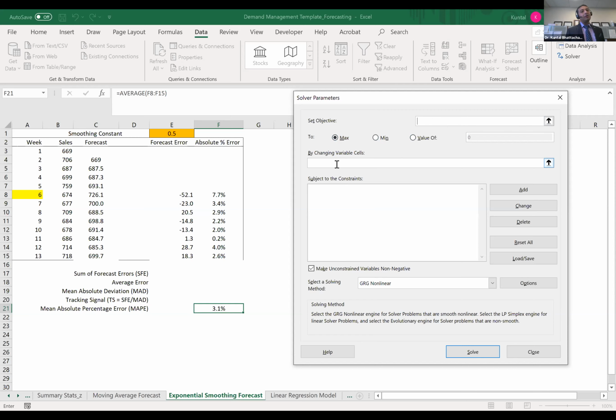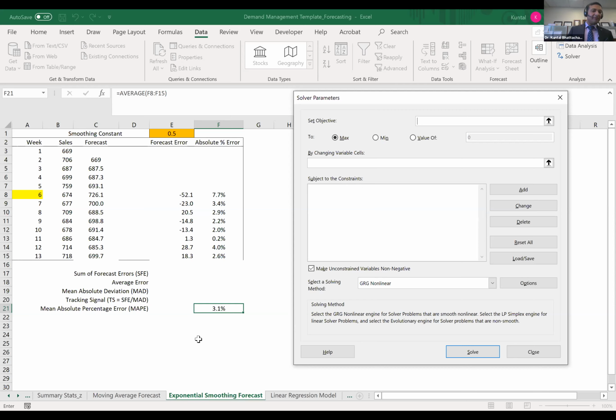Next is which value are you trying to optimize here? This is where you change the variable cells, right? And then you also add constraints in the process. And therefore, those are the three broad areas within which you would do your optimization. So let's go with the process here.